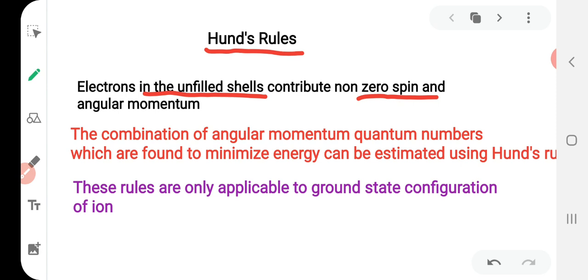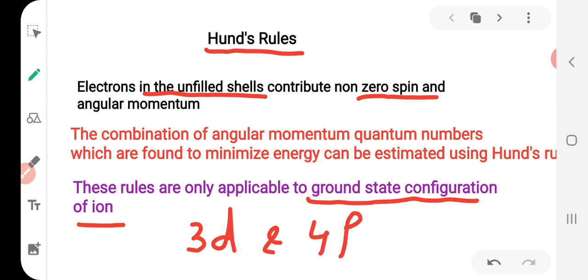And Hund's rules, they are used to find the ground state configuration of a magnetic ion. Magnetic materials, as you know, we are considering 3d and 4f electrons. That is 3d electrons, it comes in transition metals, and 4f, as you know, it is rare earth elements. So we are mainly focusing on rare earth elements and transition metals. And Hund's rules are used to find the ground state configuration of a magnetic ion.